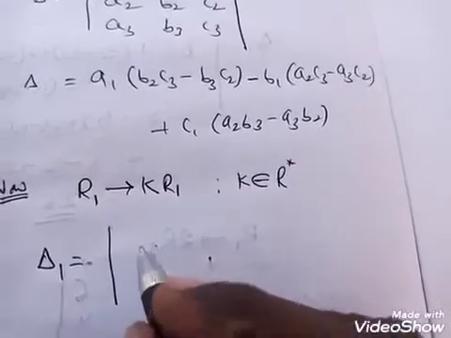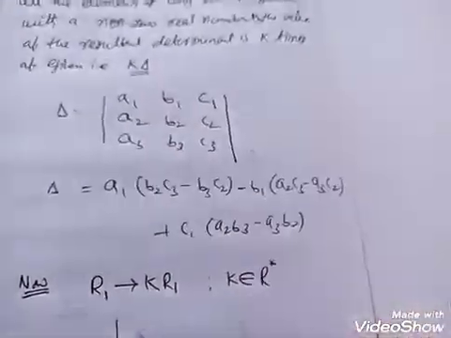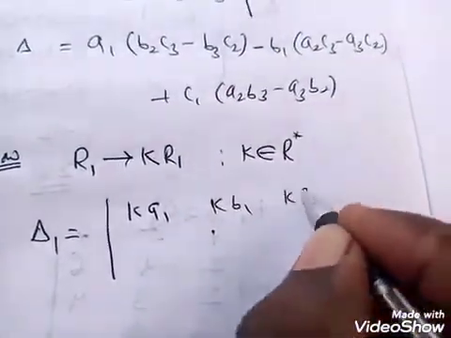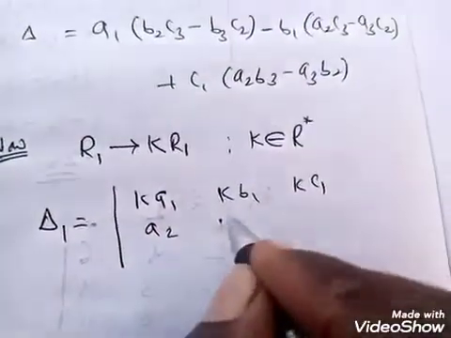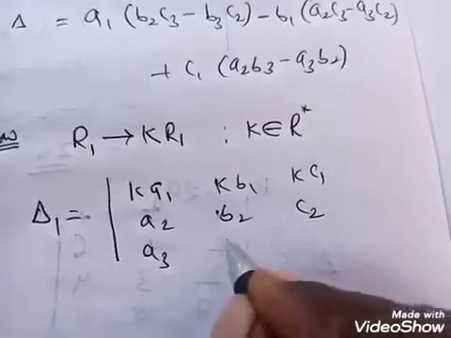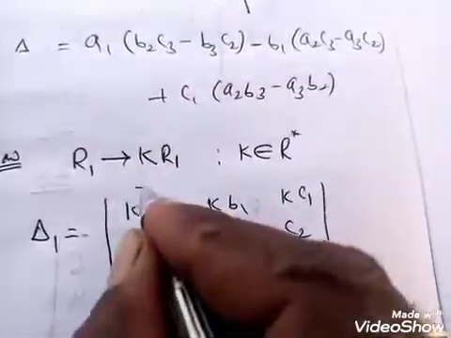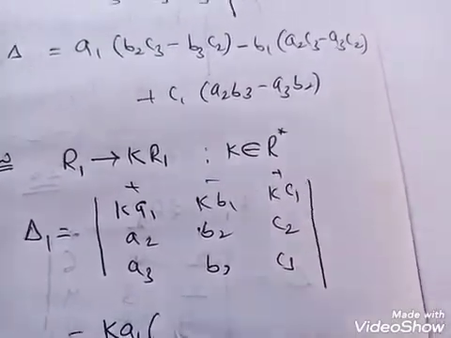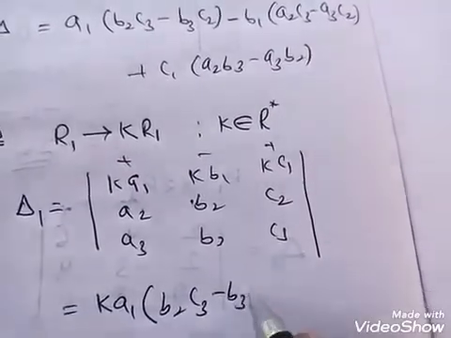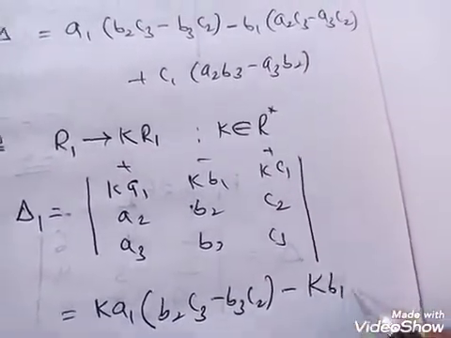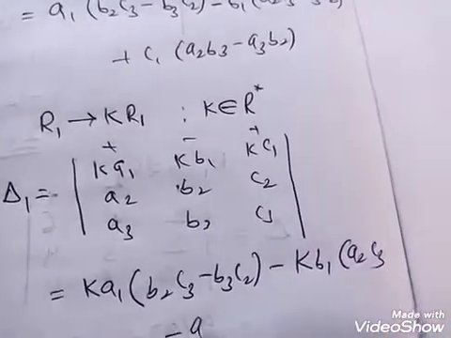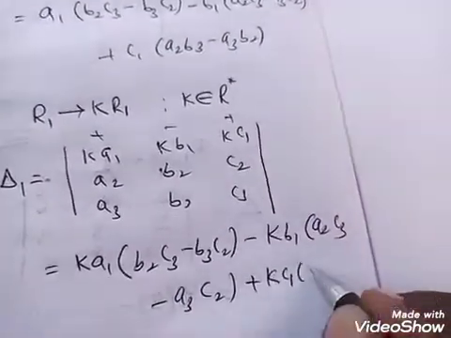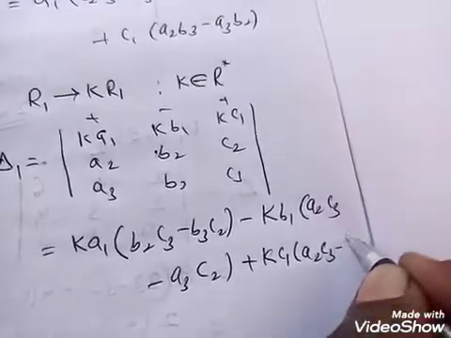K belongs to R star, the non-zero reals. Now what do you get here? The new determinant delta 1 is KA1, KB1, KC1, and the rest is as it is: A2, B2, C2, A3, B3, C3. Now expand with respect to the row, same thing, plus minus plus. What do you get? KA1 into B2 C3 minus B3 C2, minus KB1 into A2 C3 minus A3 C2, and plus K into C1 into A2 B3 minus A3 B2.